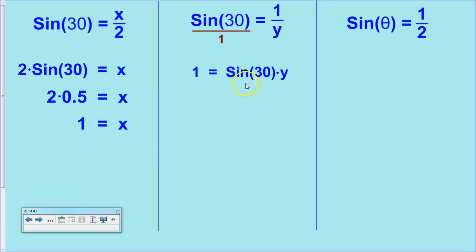So you go 1 times 1 equals sine 30 times y, and then recognize that this is a number, so you can then divide the equation on both sides by that number. Right? It's 1/2. So you divide by 1/2 and you get y equals 2.